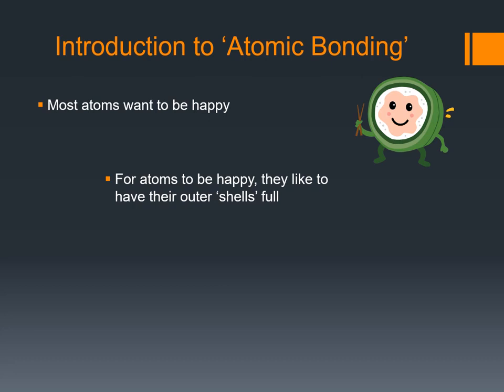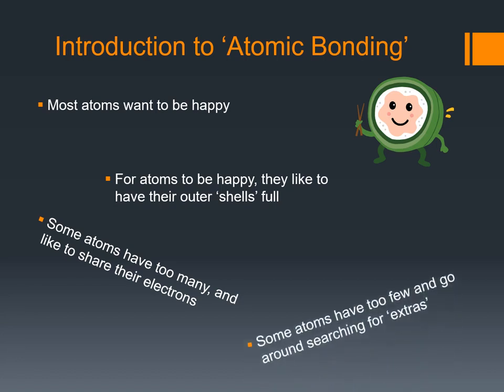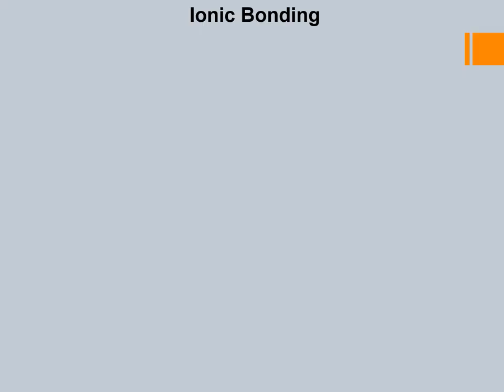So if it was that first shell, remember it can fit 2 electrons on, so it wants to really fill that shell if that's the outer shell. If it's got 2 shells, it wants 8 on that shell, and if it's the third shell, it wants 8 on that. It wants its shell full. Some atoms have too many and like to share their electrons. Some atoms have too few and go around searching for extras to try and fill their outer shells.